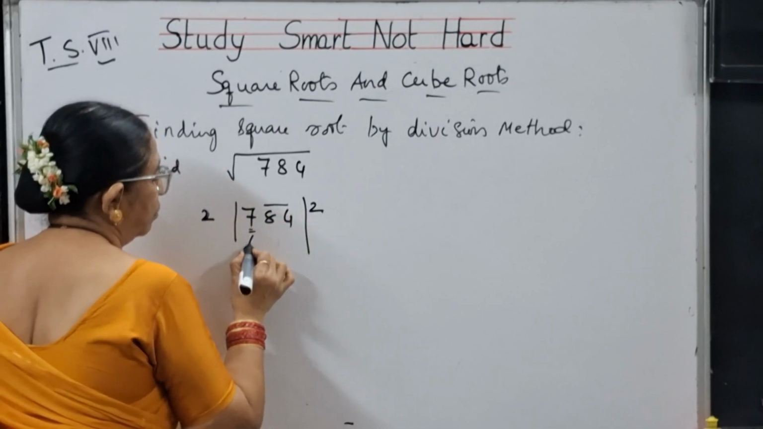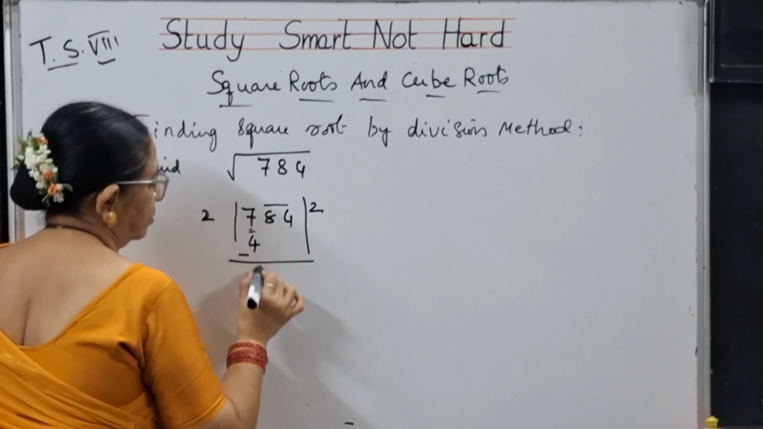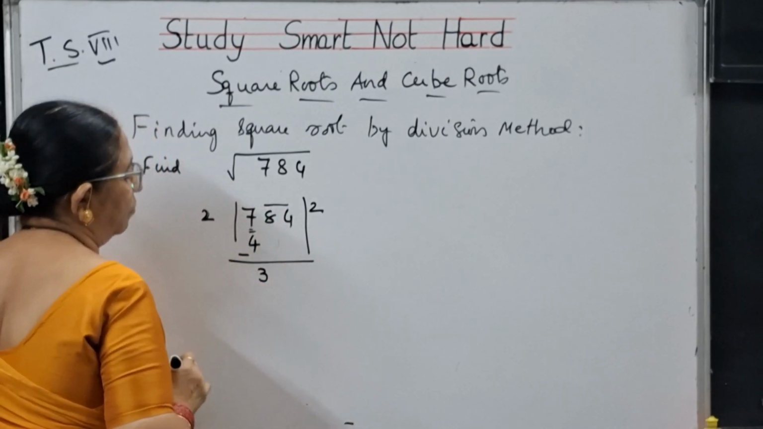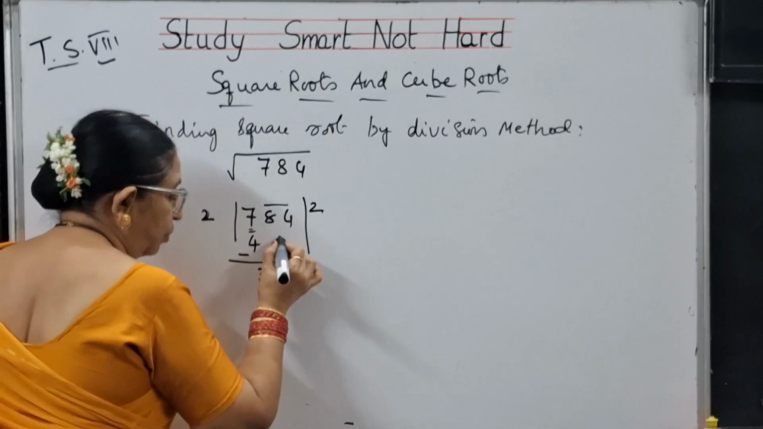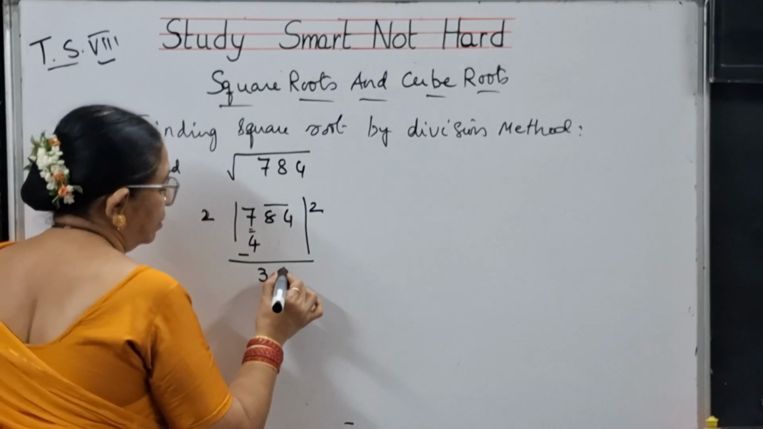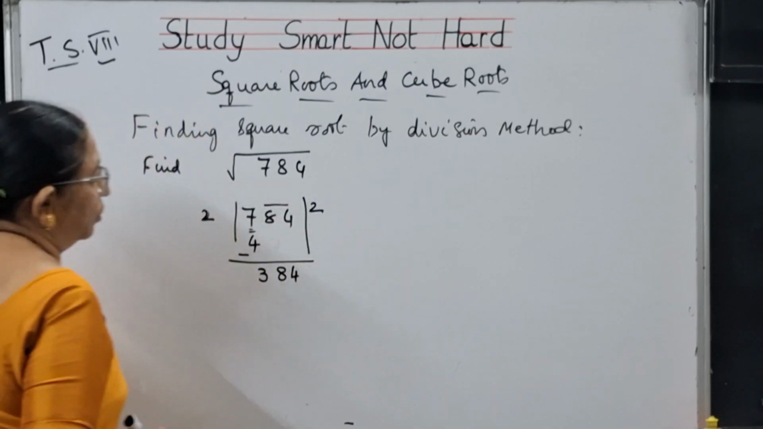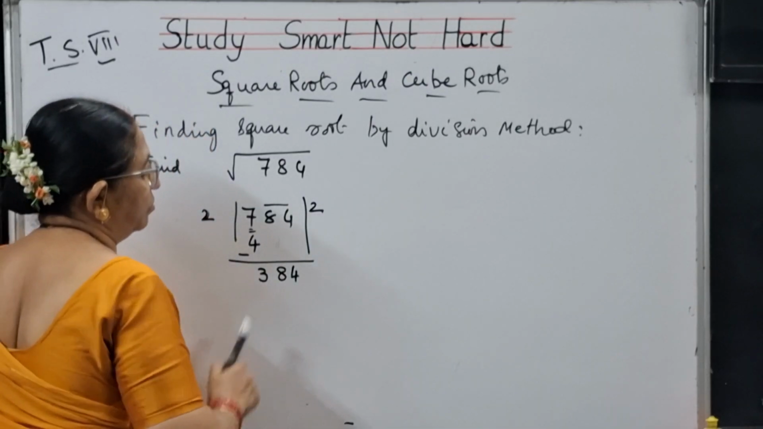So 2 twos are 4. Now what I should do? I should subtract this. I got 3. After getting 3, when you are taking the numbers, you have to take the pairs, children. That means 8, 4, both you have to take. Don't take one number like in a normal division.